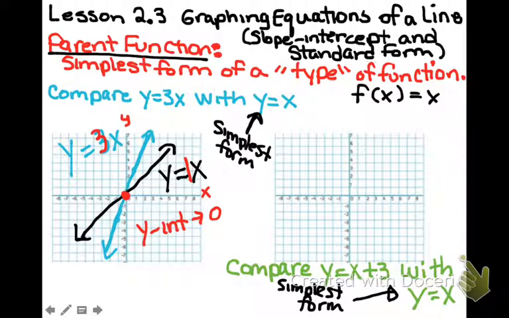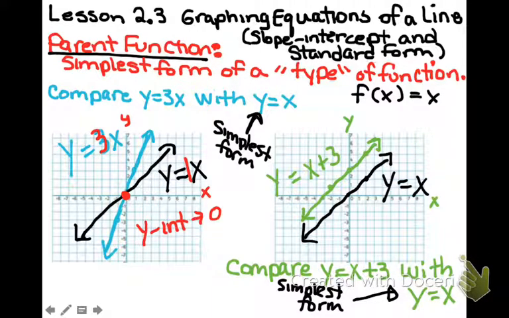Okay, one more. So on the right-hand side, we're going to compare y equals x plus 3 with y equals x, and again, y equals x is the simplest form. So I'm going to go ahead and graph these two equations. So what do these two lines have in common, and how are these two lines different? Get an idea.